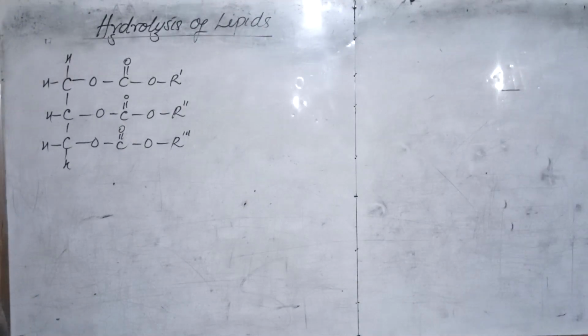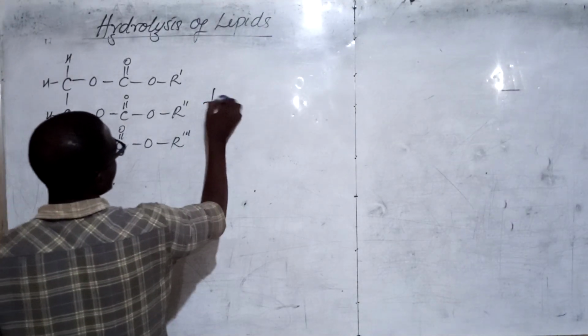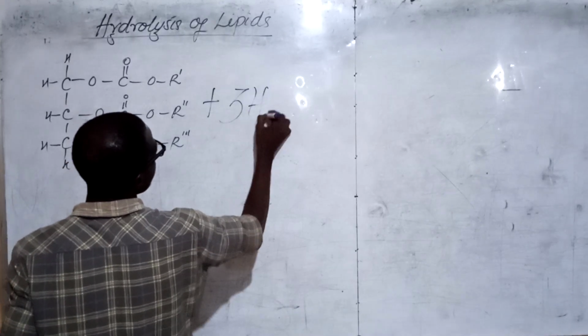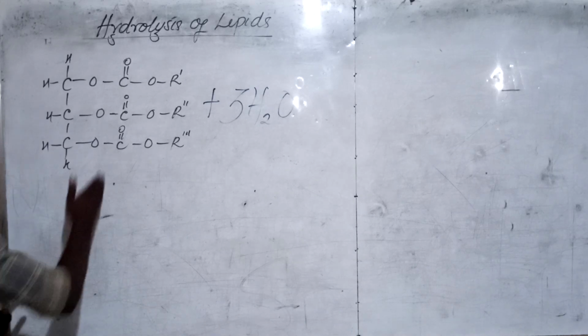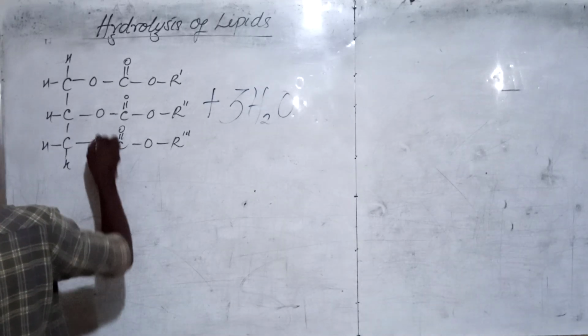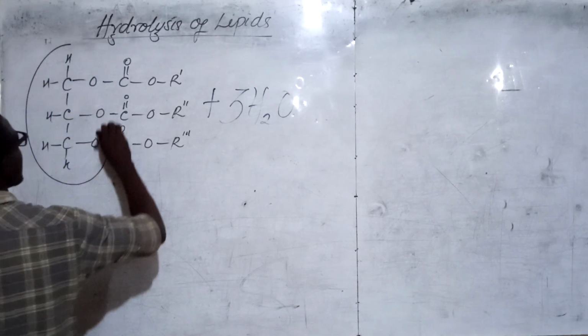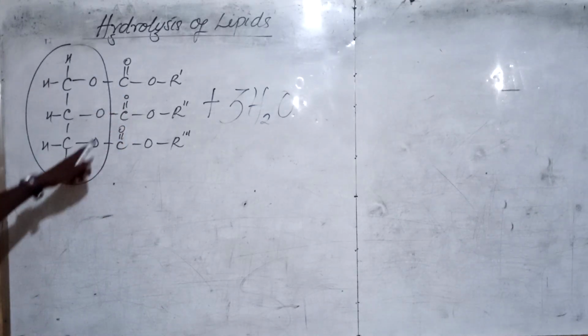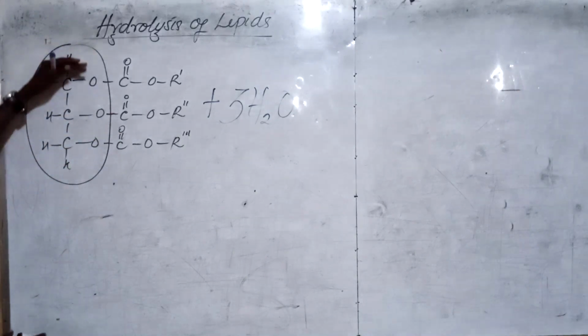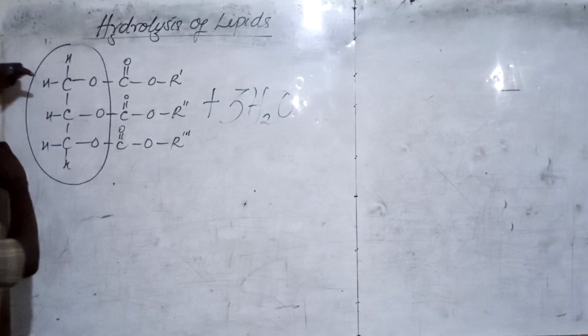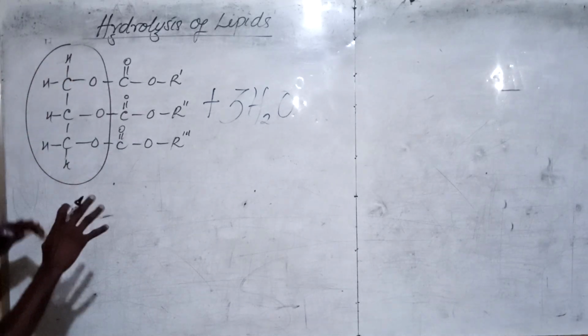So how do we react this? We are going to react this with 3 molecules of water. When this reacts with 3 molecules of water, what you do is very simple. Come here and just cleave the bond. Come and cleave the bond here. So once you cleave the bond at this point, what do you have? You're going to have 4 products, 4 major products.